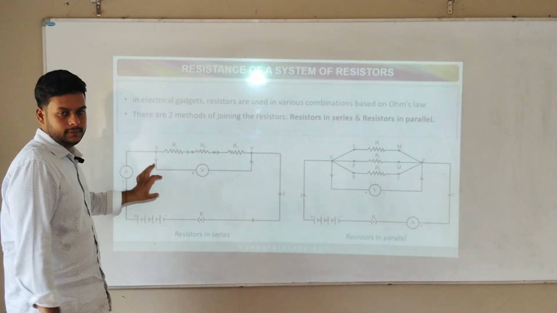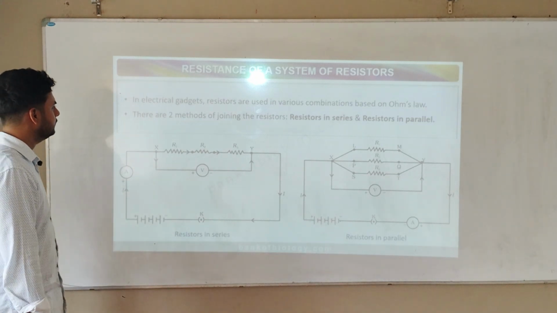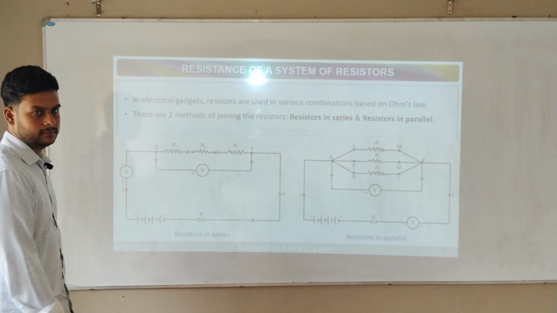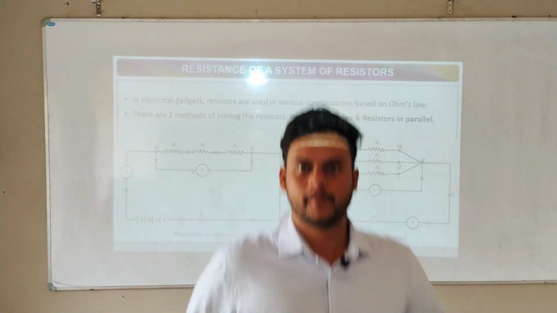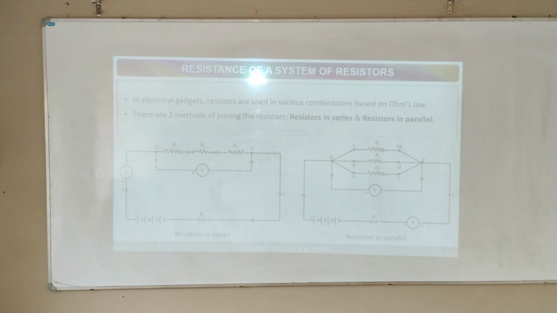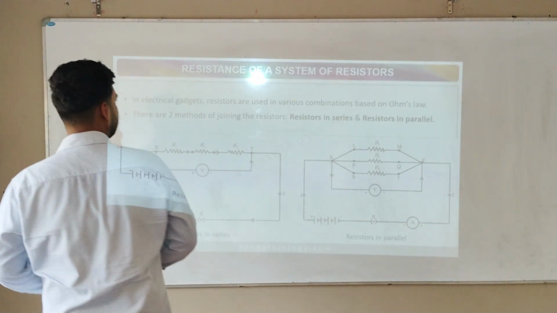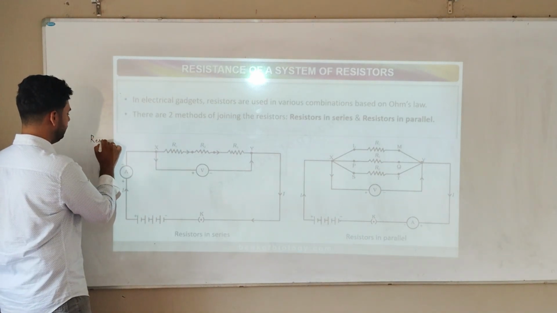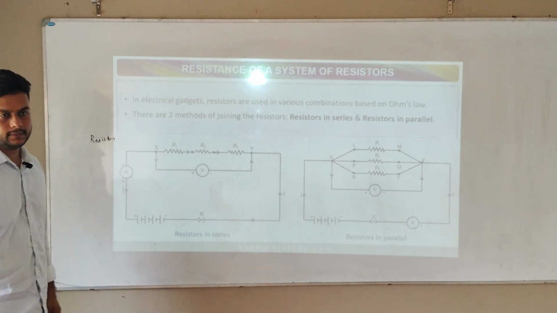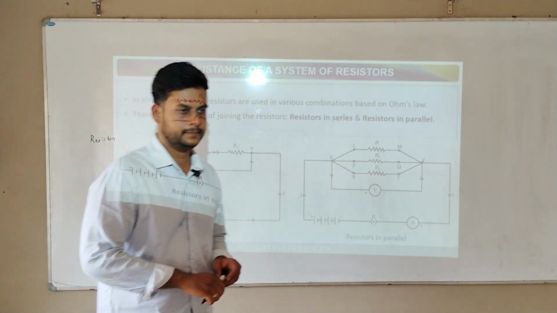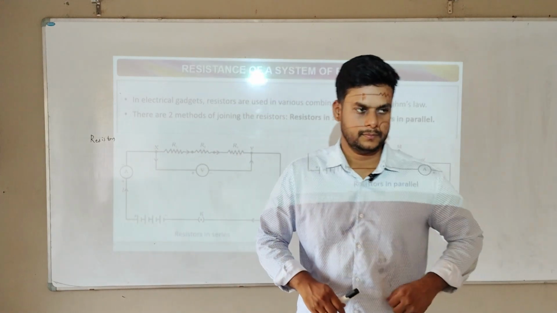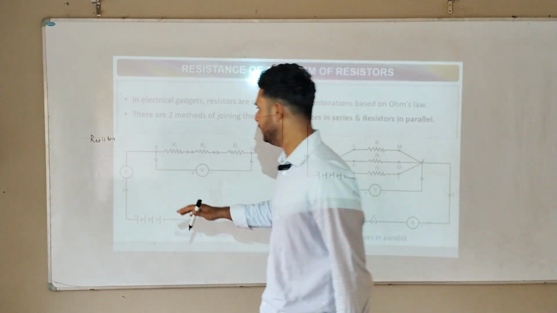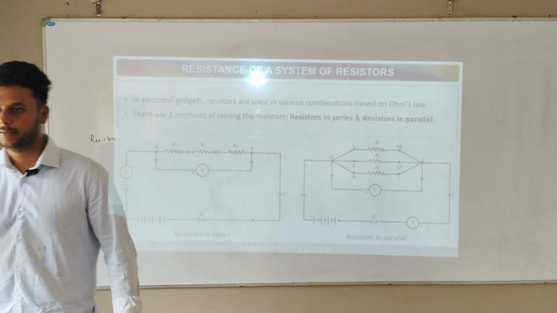So this is part 2. Okay, read. Resistance of a system of resistors. So till now we have studied about resistors. What is the work of resistors? Resistance will oppose the flow of current. If current is passing, they will oppose that.